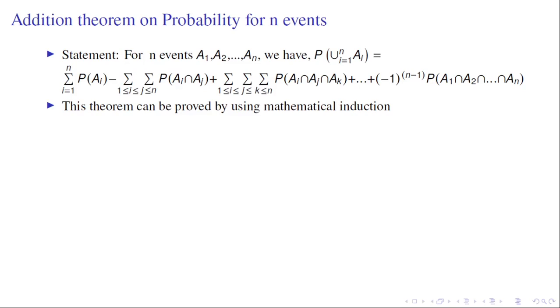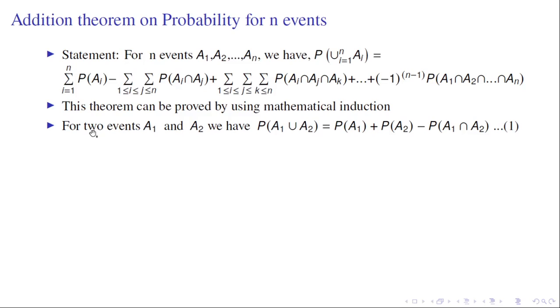We assume that it is true for r terms and we prove it for r plus 1 terms, and hence it is true for all positive integers n. And for 2 events A1 and A2, we have probability of A1 union A2 is equal to probability of A1 plus probability of A2 minus probability of A1 intersection A2.